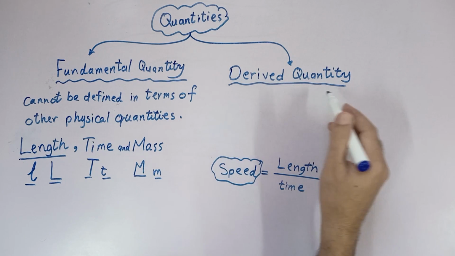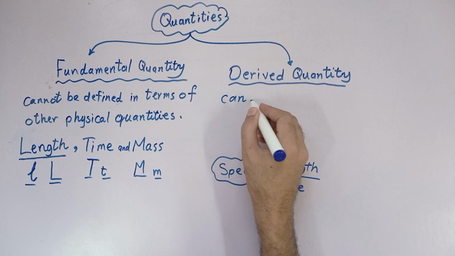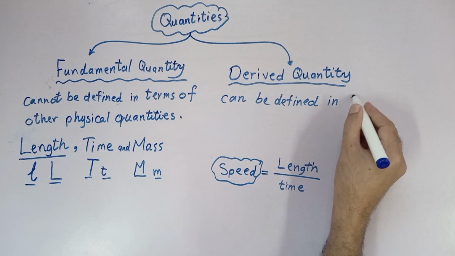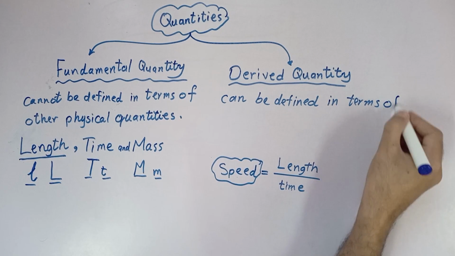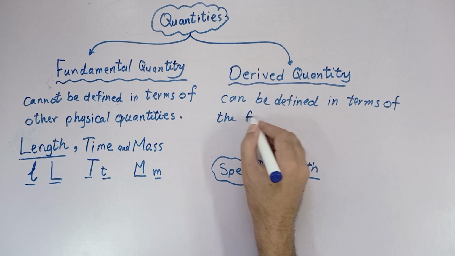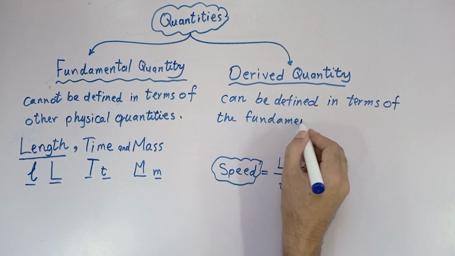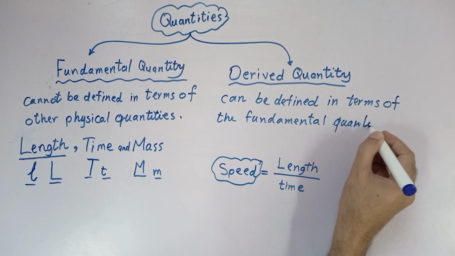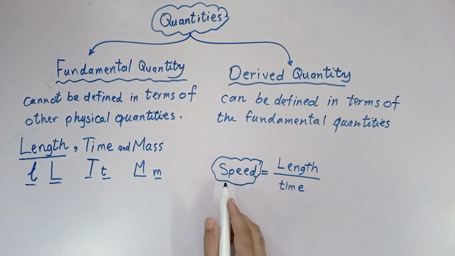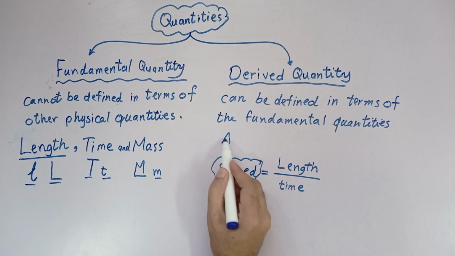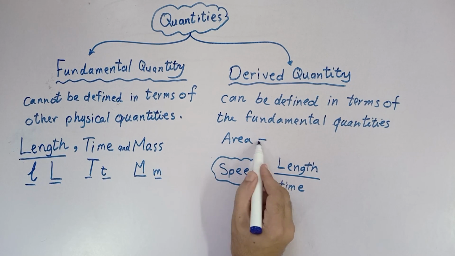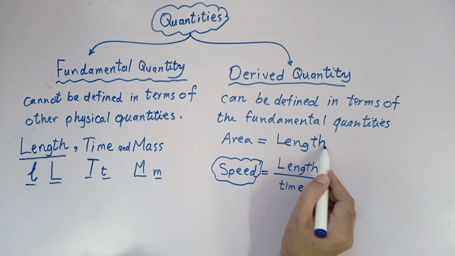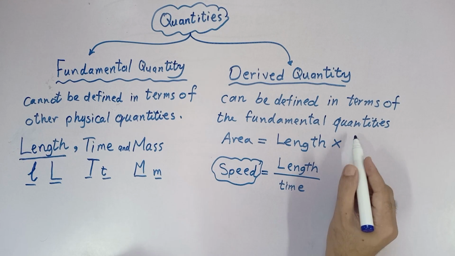What is the derived physical quantity? It's a quantity that can be defined in terms of the fundamental physical quantity or quantities, like speed, like area. Area equals length times width.